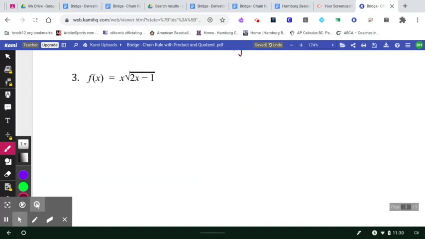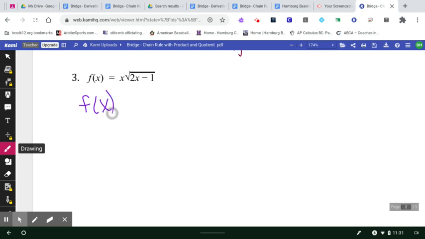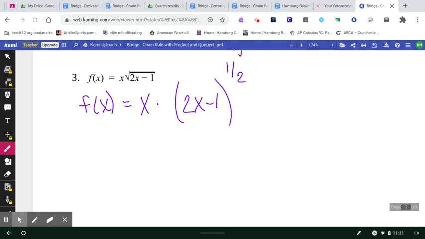All right, so they're going to get a little more interesting as we go on here. So this is read x times the square root of 2x minus 1. So I see a lot of x's, which implies probably a product or quotient rule is going to get involved here. So I'm going to rewrite this because I see a square root, of course. So I'm going to say this is really f of x equals x times the quantity 2x minus 1 raised to the 1/2.